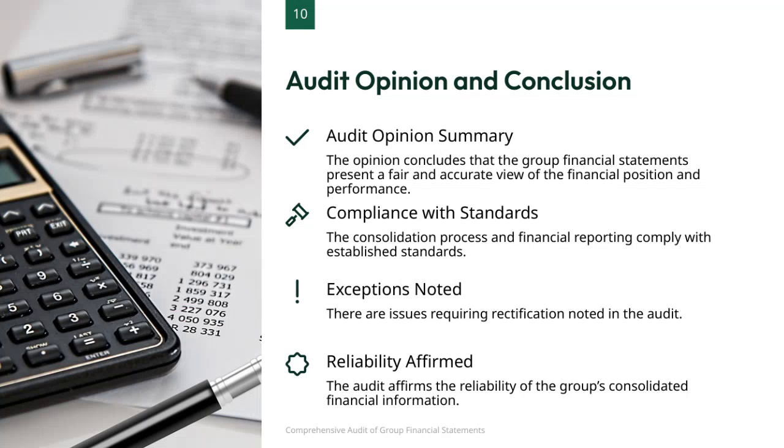The audit opinion concludes that the group financial statements provide a fair and accurate view of the company's financial position and performance. This means the information you see is a true reflection of how the group is doing financially. The consolidation process and the overall financial reporting have been carried out in full compliance with established accounting standards, ensuring consistency and transparency. However, the audit did identify some exceptions, issues that need to be addressed to maintain the integrity of the financial reports. Despite these, the audit ultimately affirms that the consolidated financial information is reliable and can be trusted for making informed decisions.